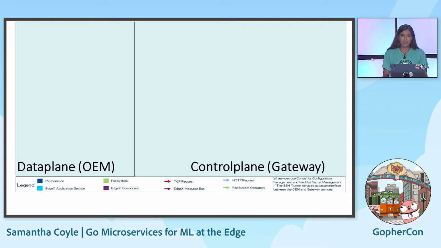So I'm going to cover the legend and what this looks like before I share with y'all what the different microservices looked like. The data plane is on the left, control plane on the right. The legend includes a few pieces. Dark blue will be our microservices. Light blue are the EdgeX application services that interact with different EdgeX components. We had a file system on both sides that are in green. Purple are EdgeX components. Red includes the TCP requests to our database. And then light blue will be HTTP requests. So are y'all ready to see the data plane? All right.